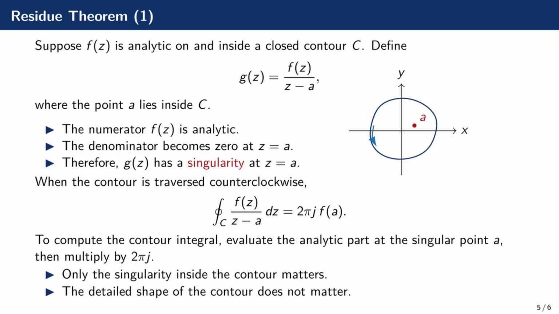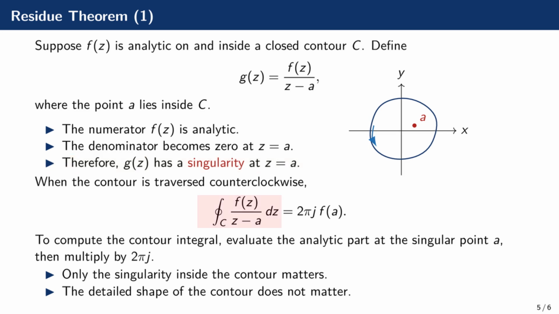Residue theorem. Next, let us move to the residue theorem. This theorem is similar to Cauchy's theorem. It also deals with contour integrals. Suppose f of z is analytic in a region D, and the contour C lies inside D. Now define g of z equals f of z divided by z minus a. Here, the point a is inside the contour. The numerator is analytic, but the denominator becomes 0 at z equals a. So, g of z has a singularity at z equals a.